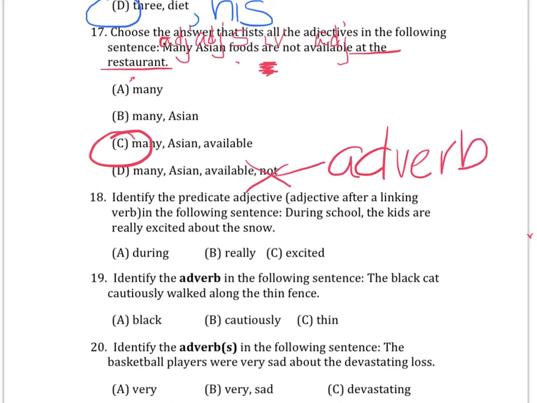In number 18, we're looking for the predicate adjective. Again, that's just an adjective after a linking verb, so it's in the predicate. Remember, adjectives can come after linking verbs. They're not always right before the noun they're describing. So in the sentence, during school, that's my prepositional phrase. My subject is kids. My linking verb is are. About the snow is another prepositional phrase. So what is the adjective after the linking verb? Well, what kind of kids? Excited kids. Excited is the adjective describing the noun kids.